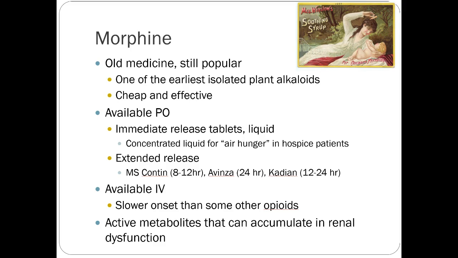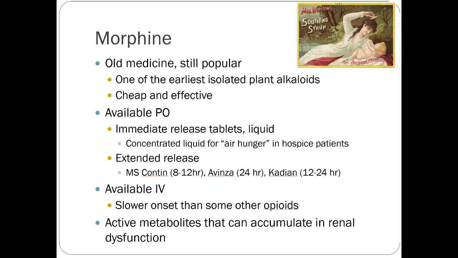Morphine is a really old product that's still quite popular. It's often considered the gold standard for opioid pain. It's really cheap. It's mostly effective. It's not the best option, but I'll talk about that here in a second. It's available orally, so you have immediate release tablets and liquid. Sometimes they use this for hospice patients.